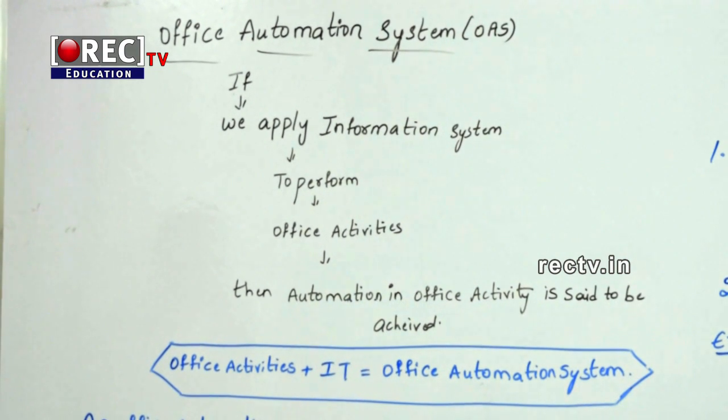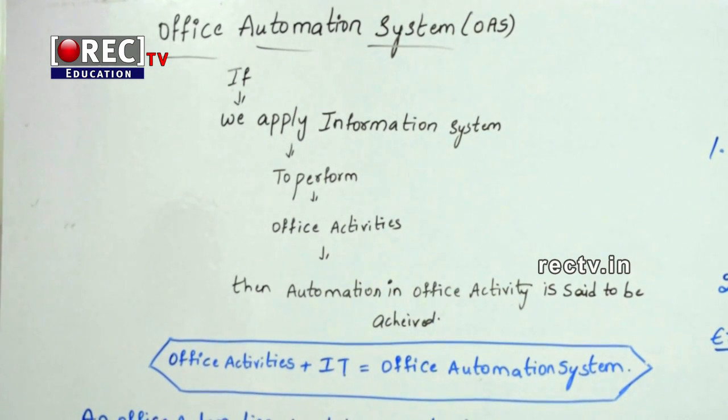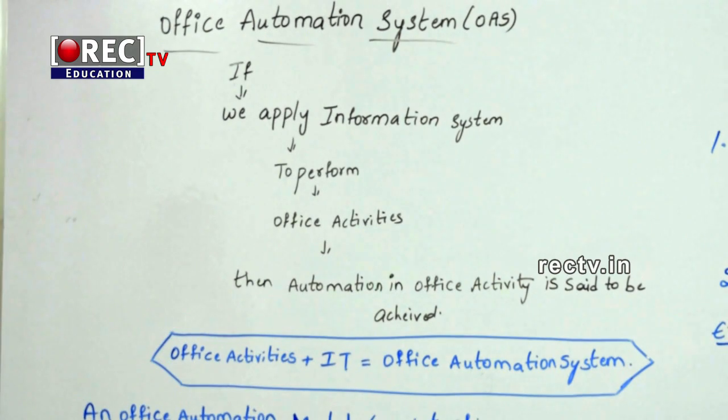Office automation system. If we apply information systems to perform office activities, then automation in office activity is said to be achieved.